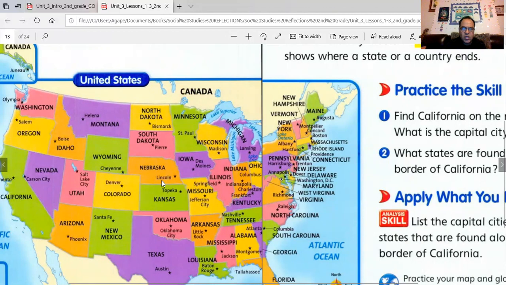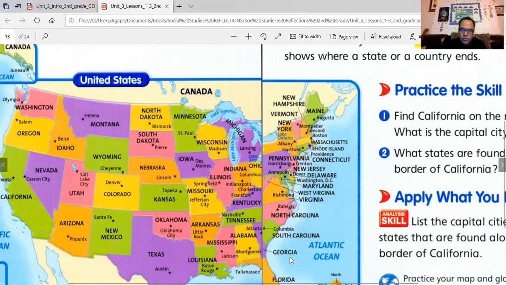Topeka, Kansas. Lincoln, Nebraska. Pierre, South Dakota. Bismarck, North Dakota. St. Paul, Minnesota. Madison, Wisconsin. Des Moines, Iowa. Jefferson City, Missouri. Springfield, Illinois. Lansing, Michigan. Indianapolis, Indiana. Frankfort, Kentucky. Nashville, Tennessee. Montgomery, Alabama. Jackson, Mississippi. Little Rock, Arkansas. Baton Rouge, Louisiana. Montgomery, Alabama.